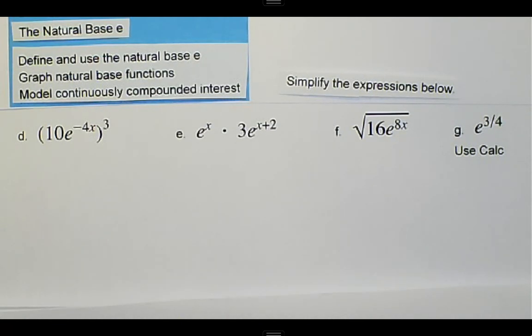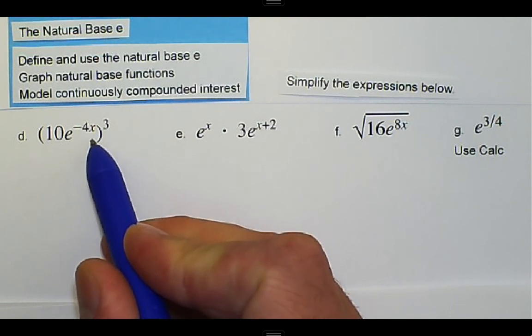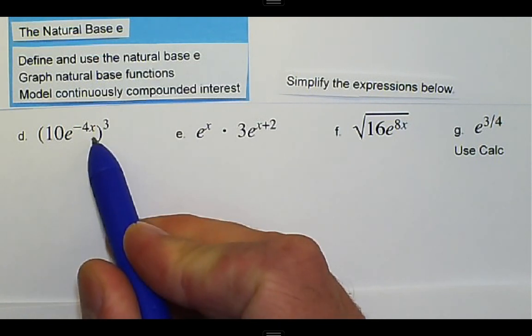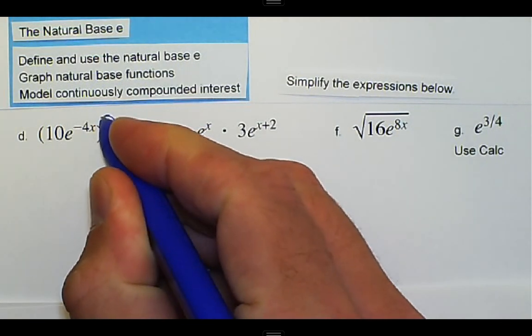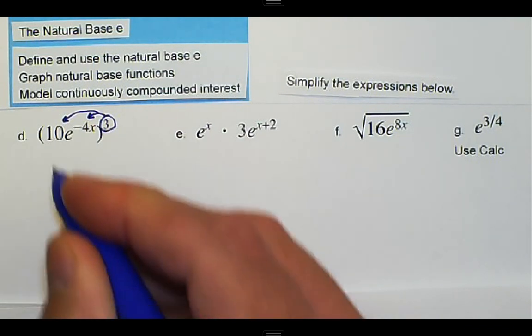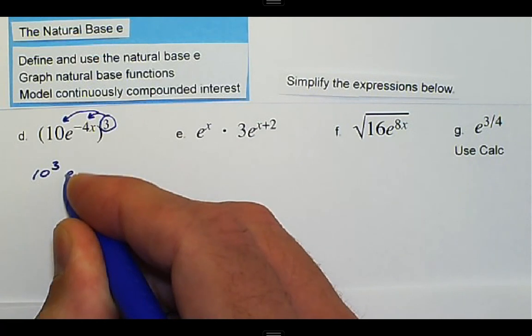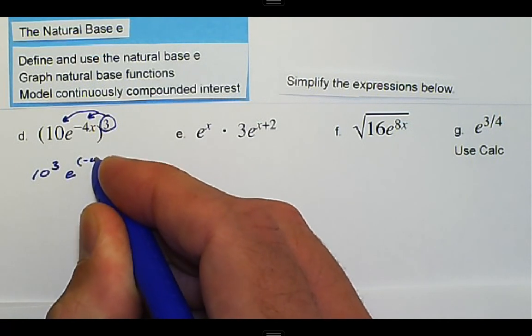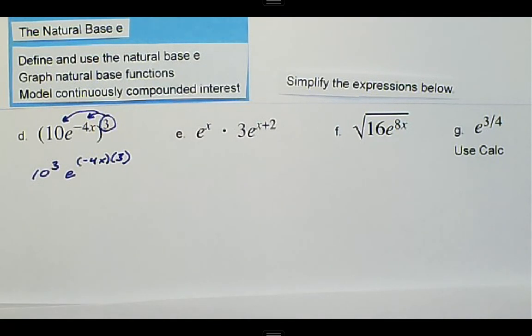We're talking about natural base e, and we want to simplify the expressions below. So we have 10e raised to negative 4x, and then that whole term raised to the third power. What we can do is take that third power and distribute it to all the parts inside the parentheses. So we get 10 to the third power, and then e to the negative 4x, and that is going to be raised to the third power as well.